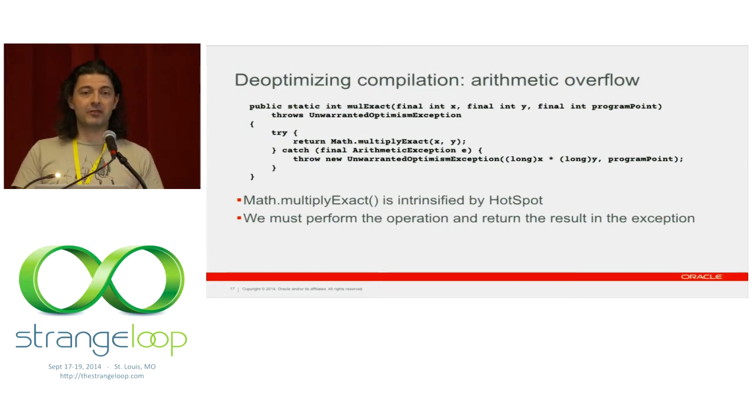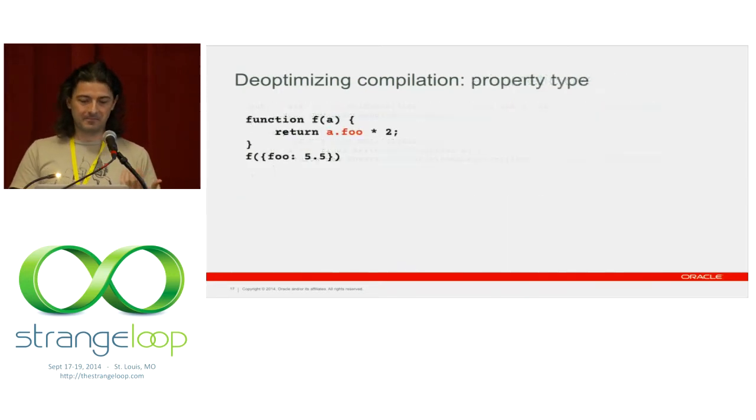We must perform the operation and return the result, because all of this must be transparent with regard to the execution of the program, right? That we are internally throwing exceptions and regenerating code, from the point of the external user who runs the code, this must not be observable.